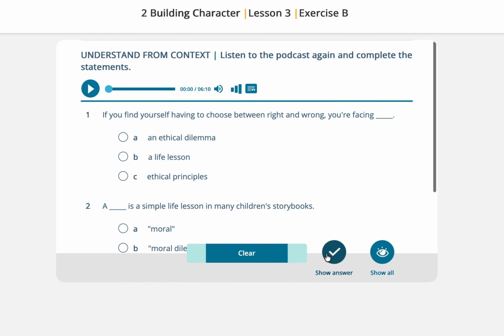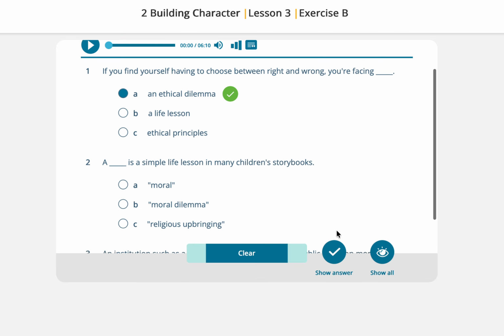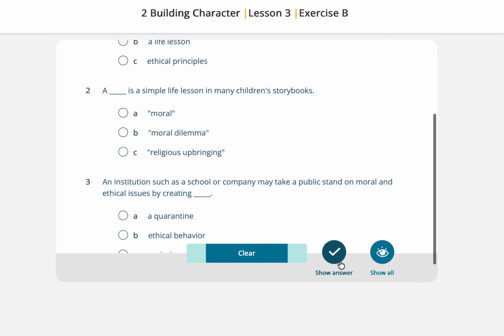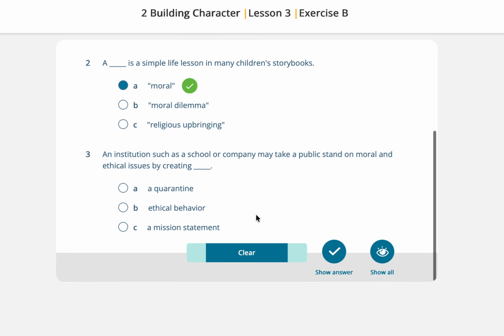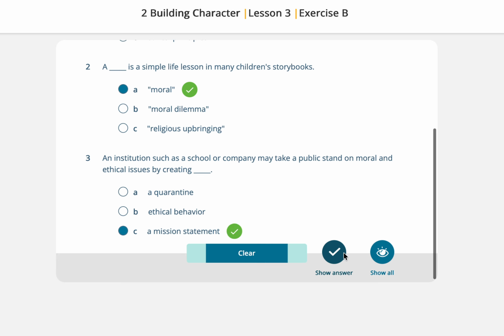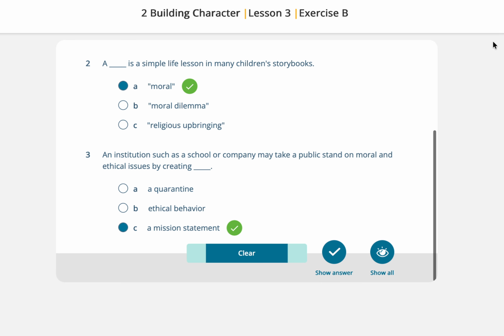So let's see. If you find yourself having to choose between right and wrong, you're facing an ethical dilemma. 2. Moral is a simple life lesson in many children's storybooks. 3. An institution such as a school or company may take a public stand on moral and ethical issues by creating a mission statement. Mission statement is the mission of an institution.